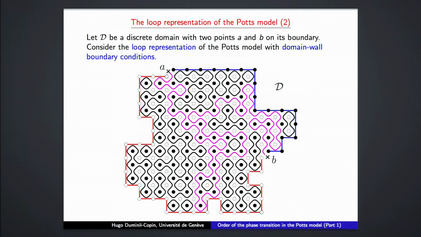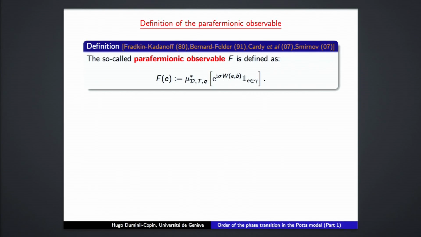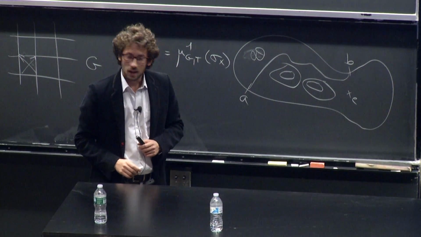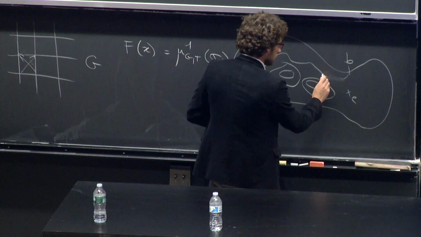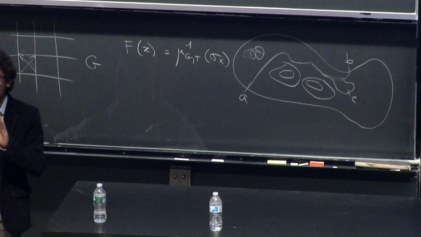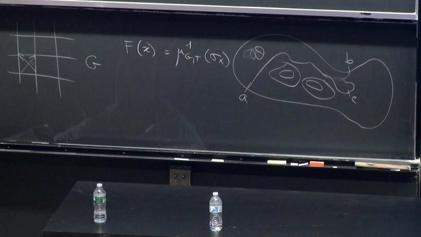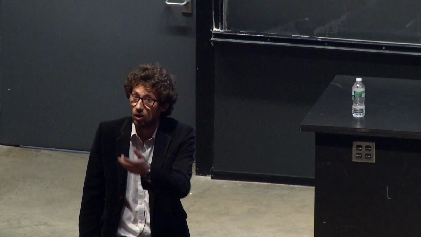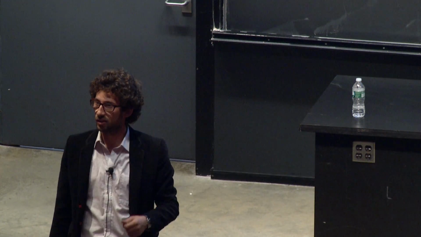Now, what is the parafermionic observable? Well, it's going to be the following. So you have all these loops like that. I'm going to take an edge, E, or a place in my graph, and I'm going to look whether the interface, the exploration path, is going through this edge. So I'm almost just looking at the probability that the edge is on my exploration path. If you think about it, this is a very natural quantity to look at if you want to understand the geometry of your path. You want to know what is the probability that it goes through a point.